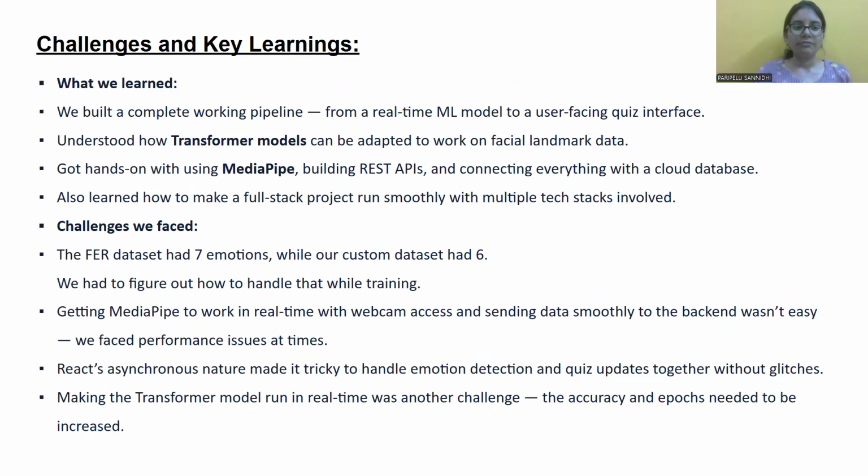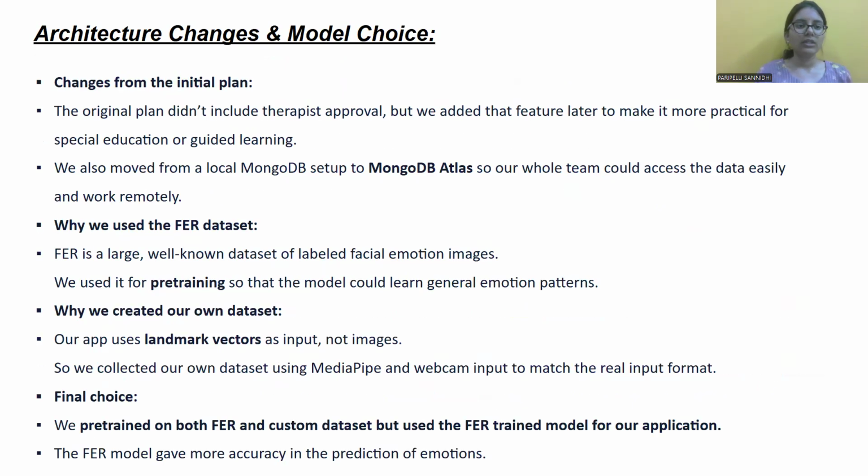Challenges we faced. The FER dataset had 7 emotions while our custom data had only 6. We had to figure out how to handle that while training. Getting MediaPipe to work in real time with webcam access and sending data smoothly to the backend wasn't easy. React's asynchronous nature made it tricky to handle emotion detection. The original plan didn't include therapist approval, but we added that feature later to make it more practical. We also moved from a local MongoDB setup to Mongo Atlas so our whole team could access the data easily and work remotely.